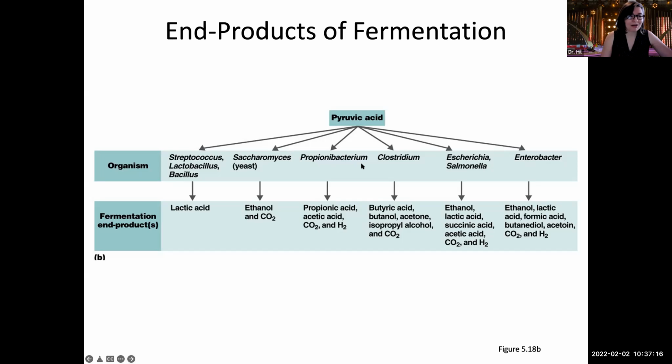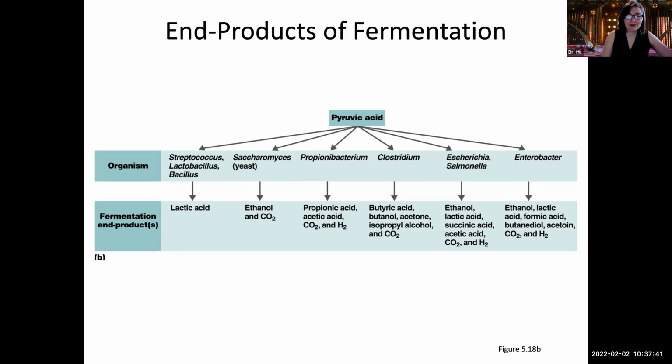This is my favorite one. I know I'm not supposed to have a favorite, but propionic bacteria produce propionic acid, and this is used in the production of Swiss cheese, which gives it a unique flavor. And so on. We could talk about these all night. Clostridium produces mostly organic solvents, which are nasty, and some gas. So just to give you the sense that fermentation is just not a one size fits all thing.